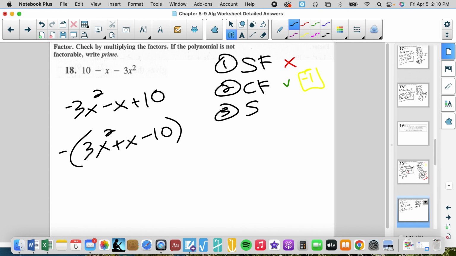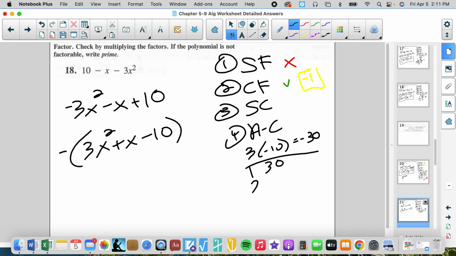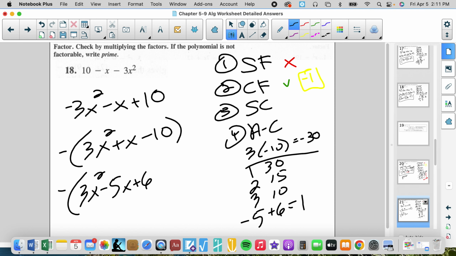Special case, no. a times c. 3 times negative 10 is negative 30. 1 and 30, 2 and 15, 3 and 10, 4 no, 5 yes. Signs are different. Bigger is positive. That gives me my positive 1. 3x squared minus 5x plus 6x minus 10.